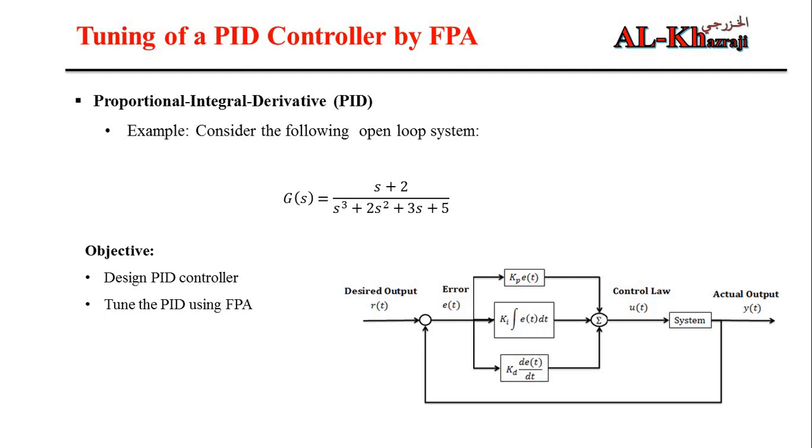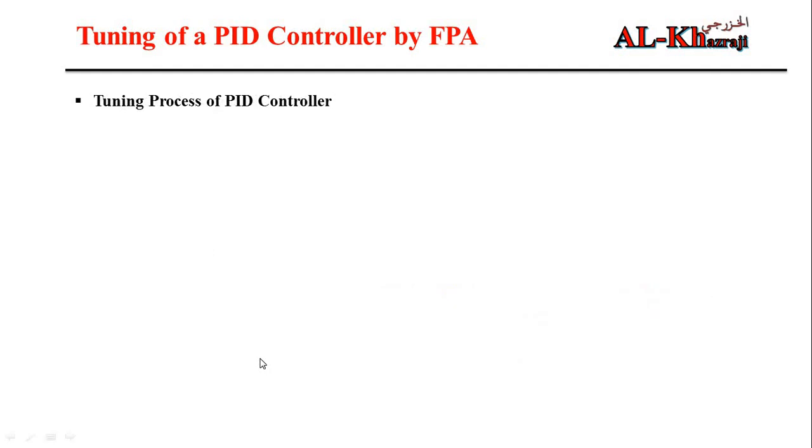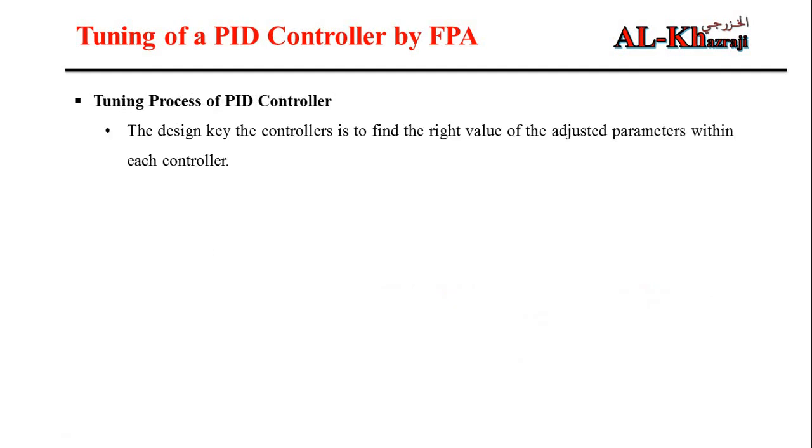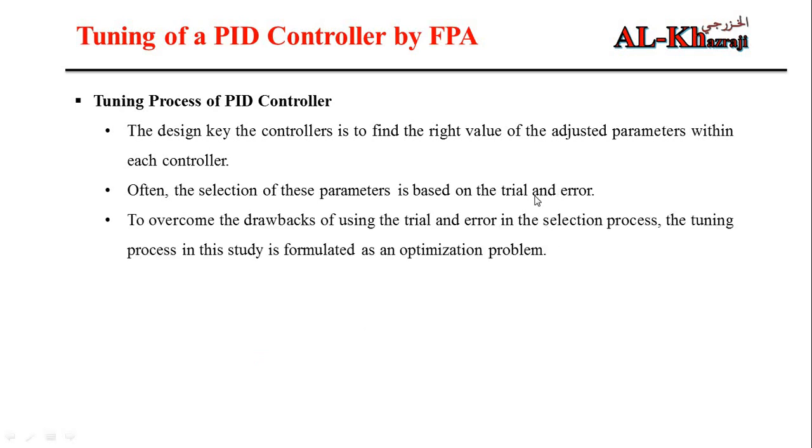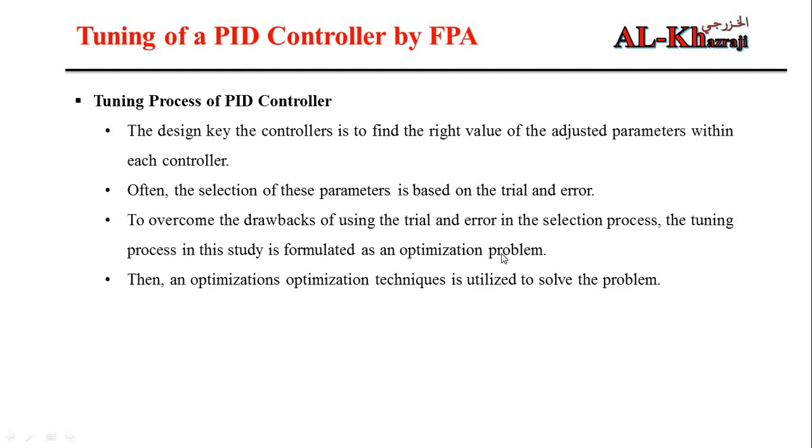Now, consider the following problem. You have this transfer function, and you would like to design a PID controller, and you need to tune the PID controller using the flower pollination algorithm. The tuning process is the key to using the PID controller. Selecting the Kp, Ki, and Kd is usually based on trial and error. But this way of choosing Kp, Ki, and Kd is time consuming. That's why we would like to convert the tuning process into an optimization problem, and then we just use any optimization technique to solve this problem.